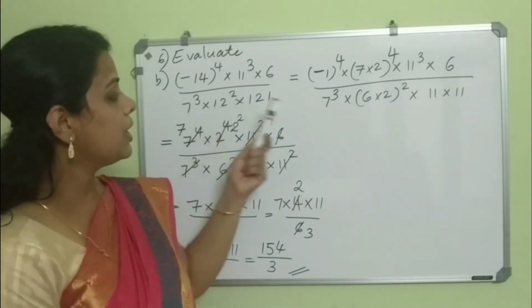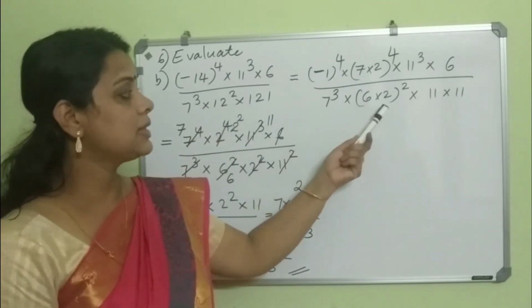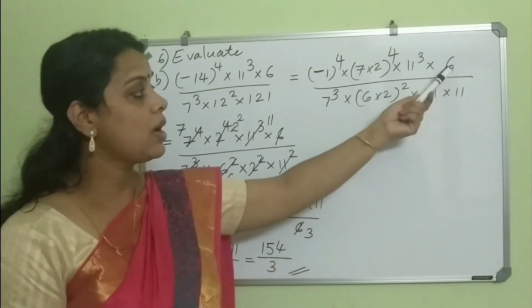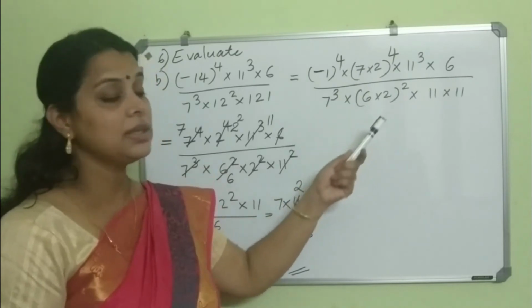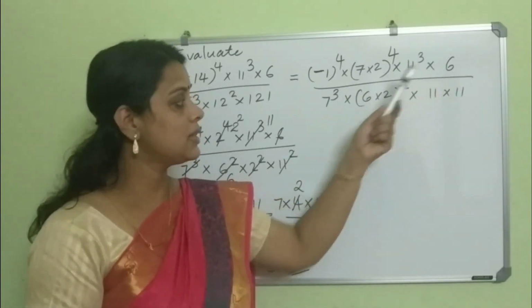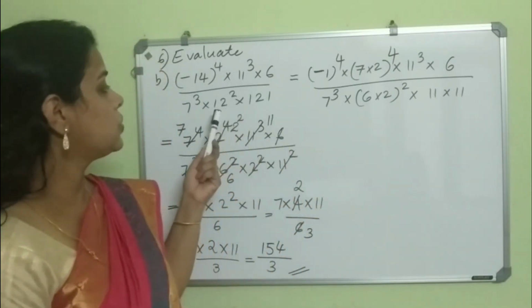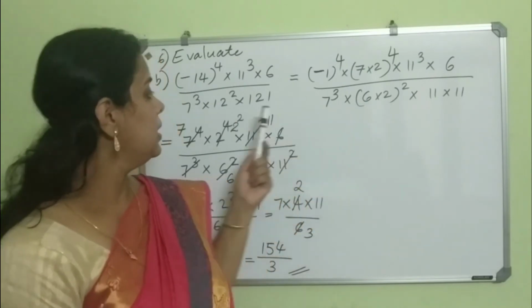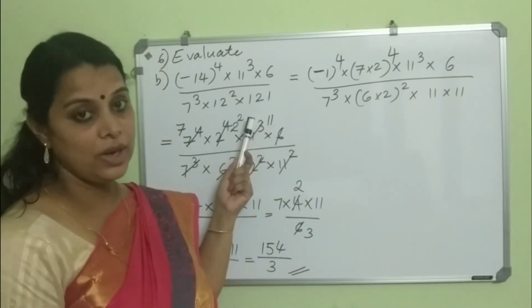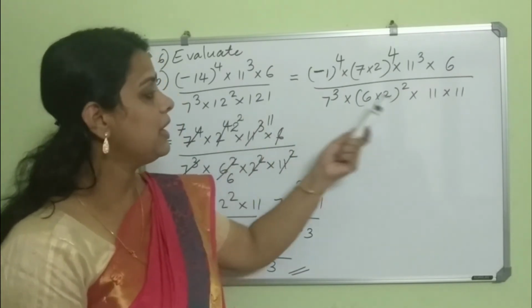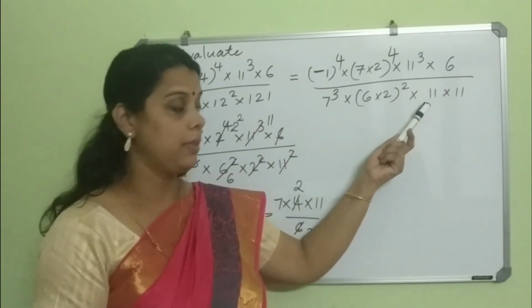Now 12 square we can write 6 into 2. Why are we writing 6 into 2? Here already 6 is there. We need to cancel it and we will get the answer. So for cancelling 6 and 6, I made this 12 as 6 into 2 square into 121. We know 11 into 11, here we have already 11. For 121 I can write 11 into 11 here.